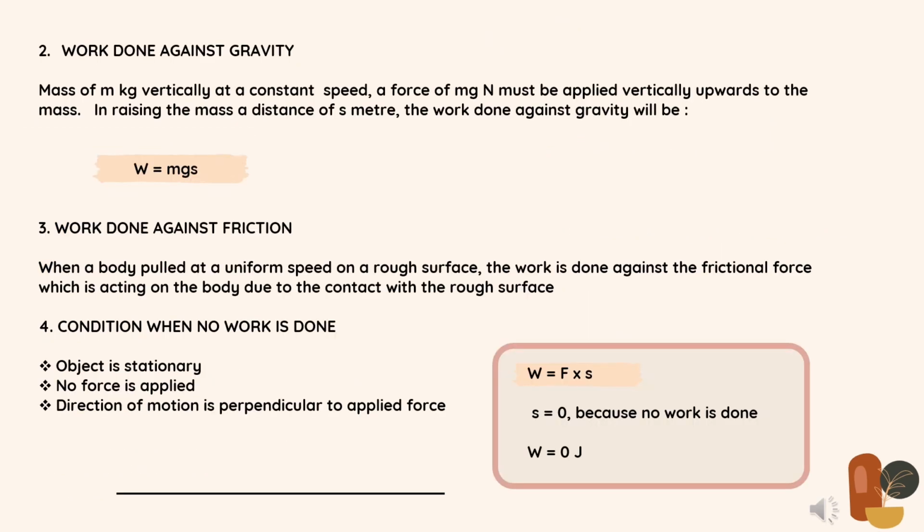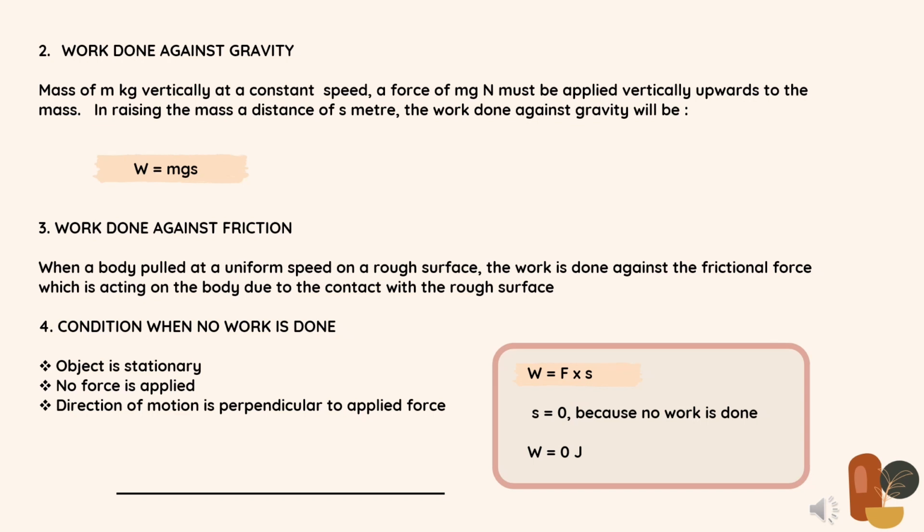Second, work done against gravity. Mass of m kg is raised vertically at a constant speed. A force of mg Newton must be applied vertically upwards to the mass. In raising the mass a distance of s meter, the work done against gravity will be W equal to mgs, where g equal to gravity. Third, work done against friction. When a body is pulled at a uniform speed on a road surface, the work is done against the frictional force which is acting on the body due to the contact with the road surface.